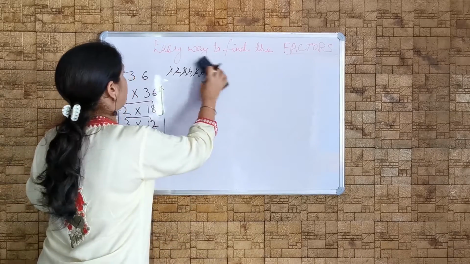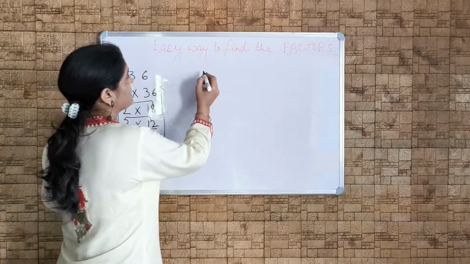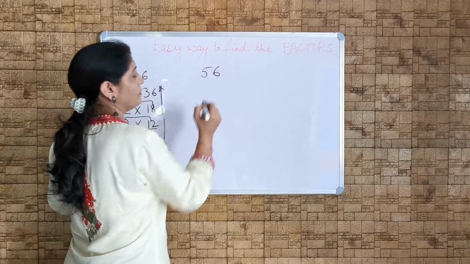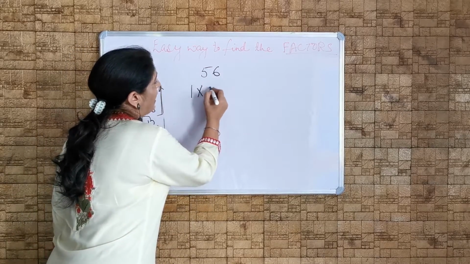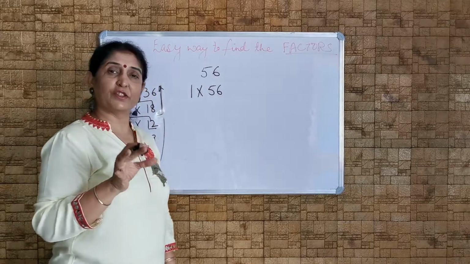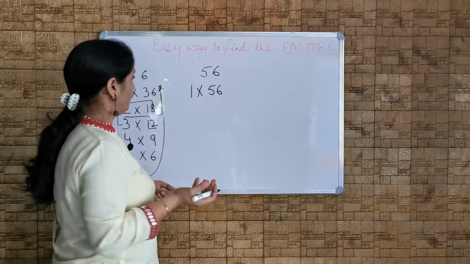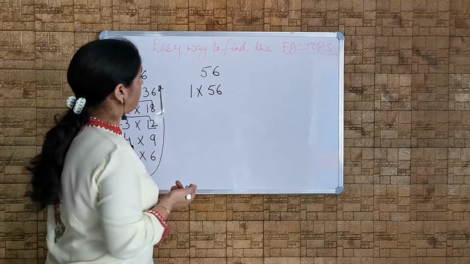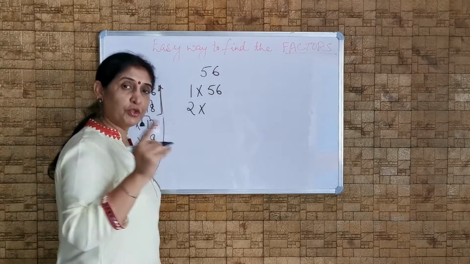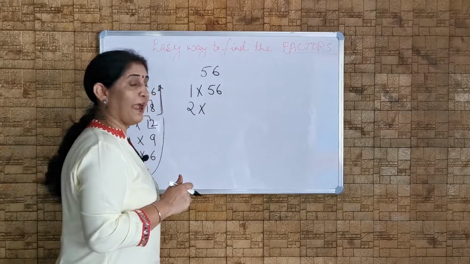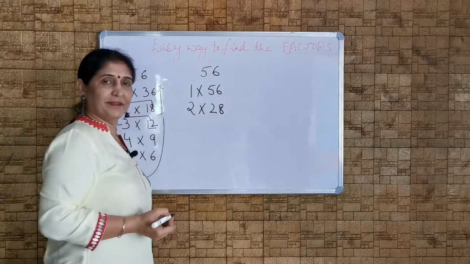Which number should I take? I think I should take 56. Once again, 1 and 56, the smallest and the greatest factor of that number, 1 and the number itself. That makes one pair. Now another pair: as this is an even number, I am going to divide it by 2. And when 56 is divided by 2, half of 56 is 28.